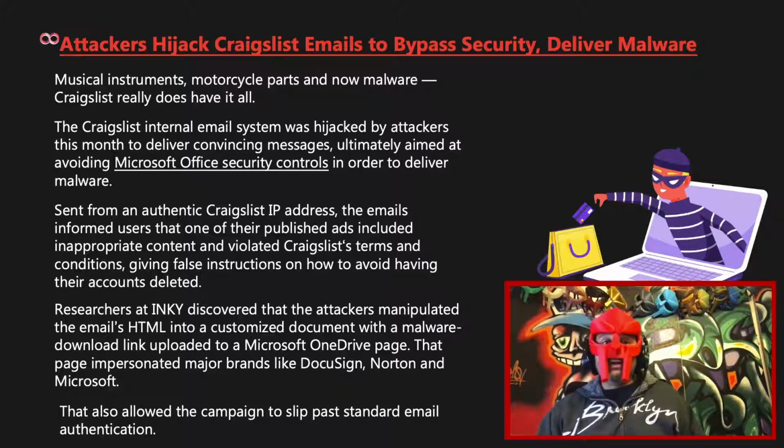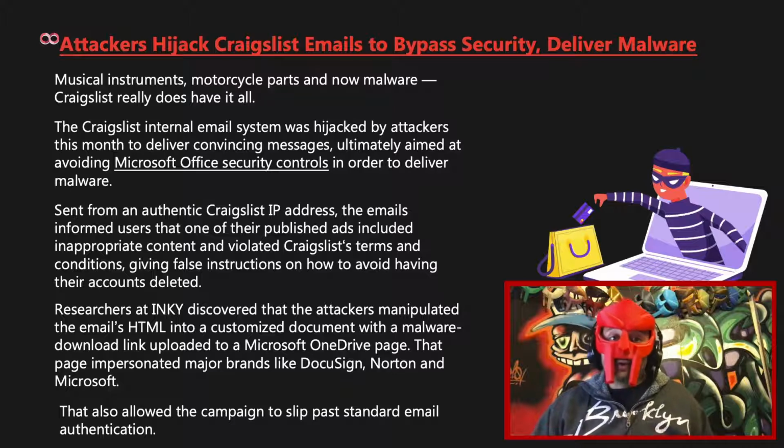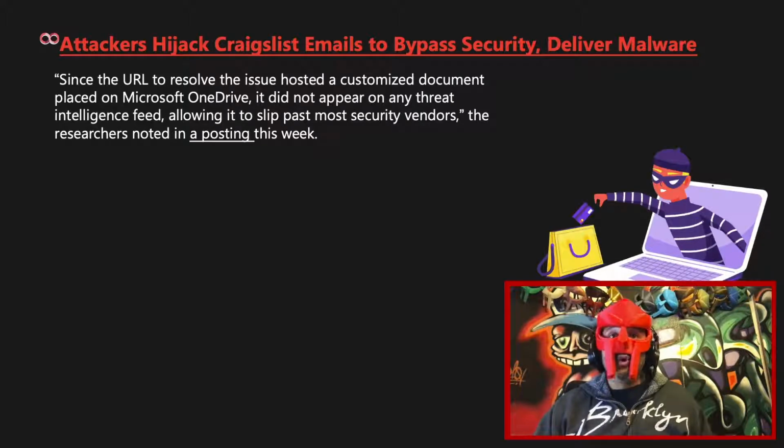That page impersonated major brands like DocuSign, Norton, and Microsoft, that also allowed the campaign to slip past standard email authentication. Since the URL to resolve the issue hosted a customized document placed on Microsoft OneDrive, it did not appear on any threat intelligence feed, allowing it to slip past most security vendors, the researchers noted in a posting this week.